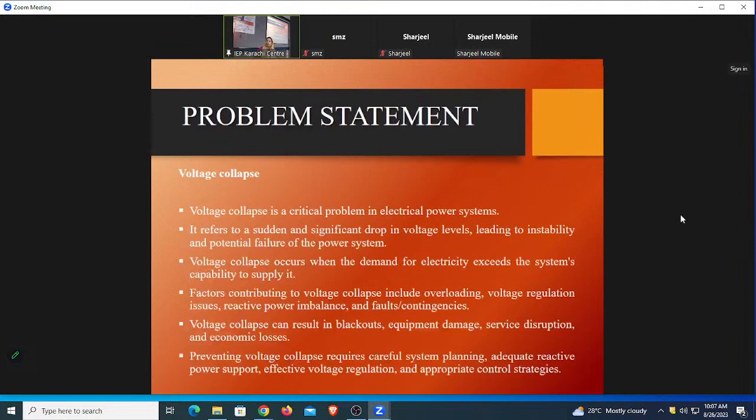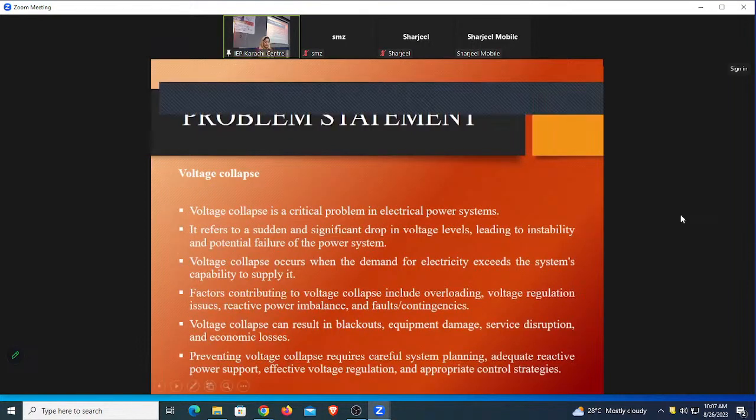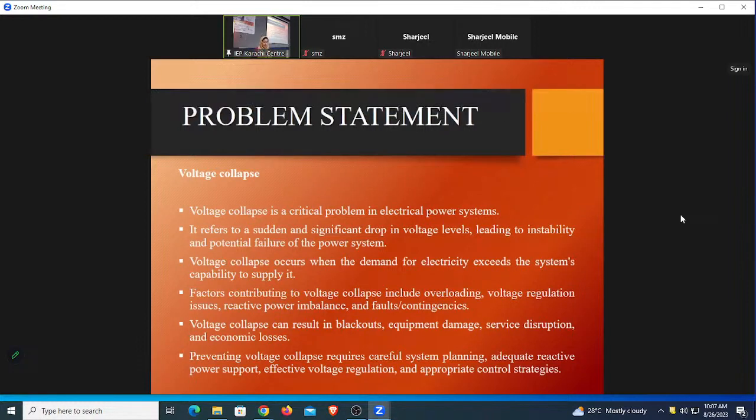Voltage collapse is a critical problem in electrical power systems. It refers to a sudden and significant drop in voltage levels, leading to instability and potential failure of the power system. Voltage collapse occurs when the demand for electricity exceeds the system's capacity to supply it. Factors contributing to voltage collapse include overloading, voltage regulation issues, reactive power imbalance, and faults or contingencies. Voltage collapse can result in blackouts, equipment damage, service disruption, and economic losses. As a result, the objective of guaranteeing a continuous and reliable supply of energy to the consumers is challenged.